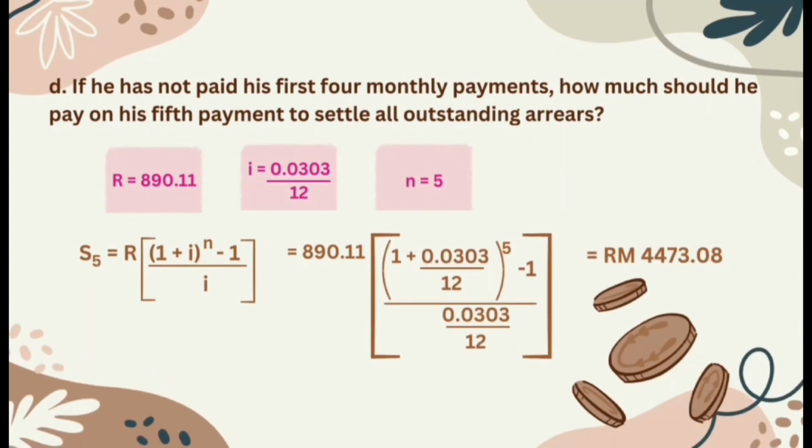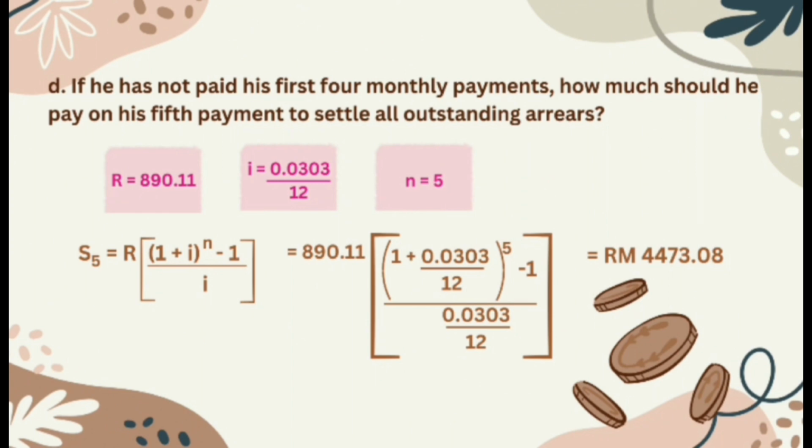Moving on to question D. If he has not paid his first 4 monthly payments, how much should he pay on his 5th payment to settle all outstanding arrears? The most suitable formula to be used for this question is the future value formula. This is because the question implies that Encik Uthman has to settle the payment that is still outstanding after the payment due date has passed on his 5th payment.